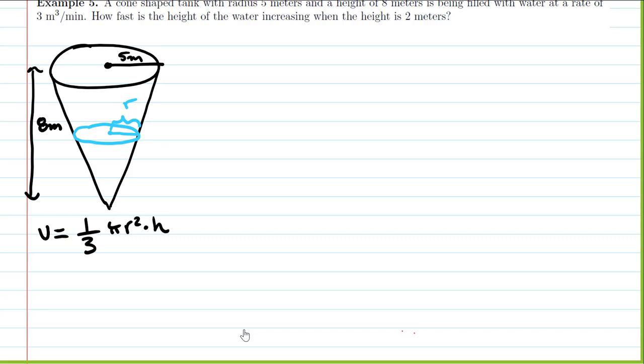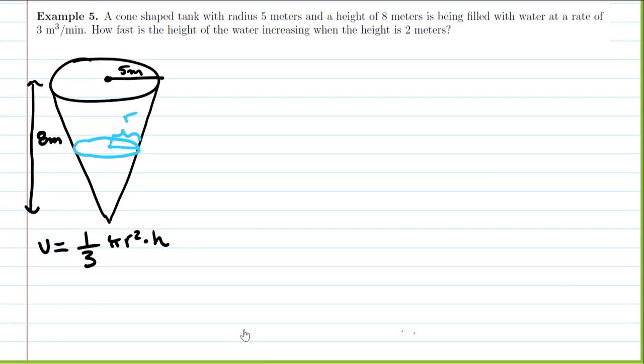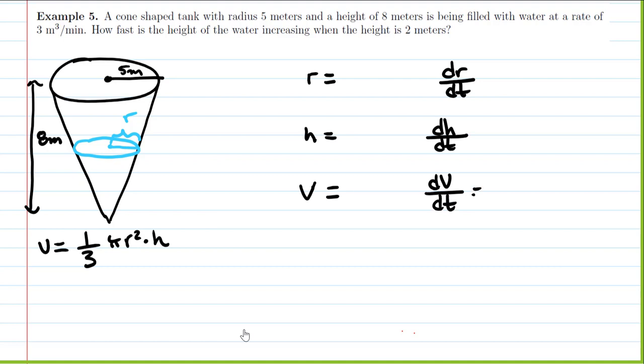So let's go ahead and see what we know and see what we can find. So we have our volume, which depends on the radius and the height. So we have R, we have H, and we have V. And then we're going to have dr dt, dH dt, and dV dt. So let's figure out which of these we know.